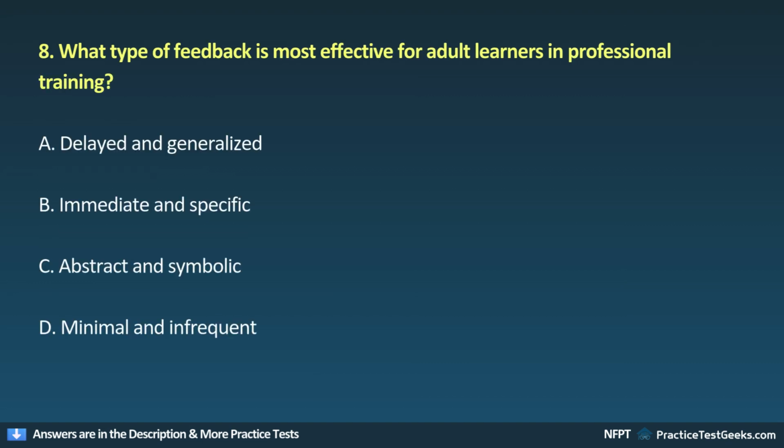8. What type of feedback is most effective for adult learners in professional training? A. Delayed and generalized. B. Immediate and specific. C. Abstract and symbolic. D. Minimal and infrequent.